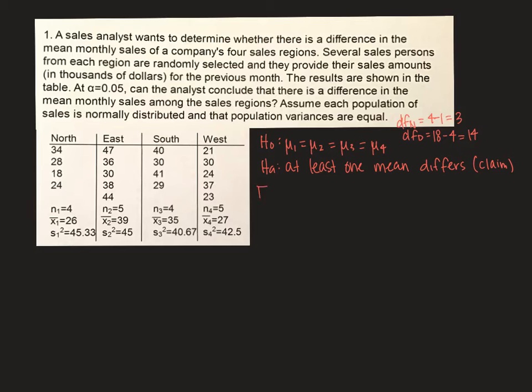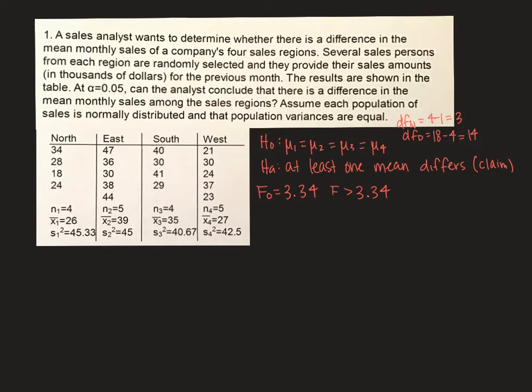So when we find our critical value, we're going to look up 0.05 on the table for alpha, and we're going to go over to 3 for our numerator degrees of freedom and down to 14 for our denominator degrees of freedom, which is going to give us 3.34. And remember, these are always right-tailed, so we want to be greater than that for our rejection region.